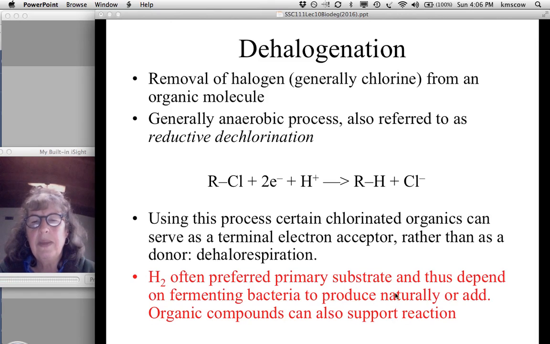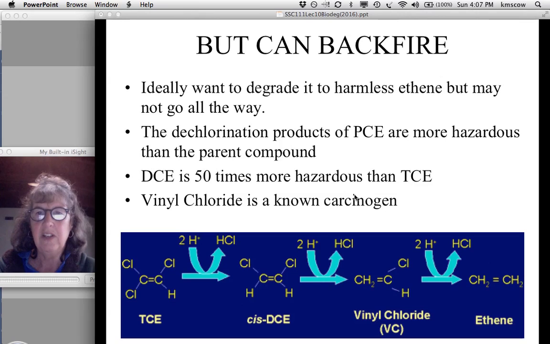And either depending on fermenters to produce it or adding it directly, but organic compounds are also used in this reaction. So what happens is that it ends up ultimately with the breakdown of the compound, and this shows you it here. Here's trichloroethylene with 3 chlorines on it, right? And it's accepting electrons. It accepts those. A chlorine goes off. Now it's dichloroethylene, accepts another one.